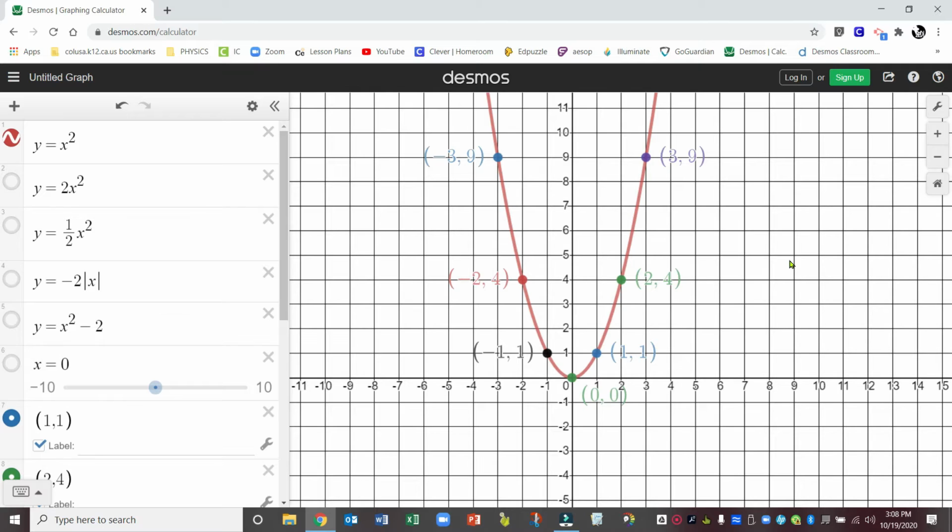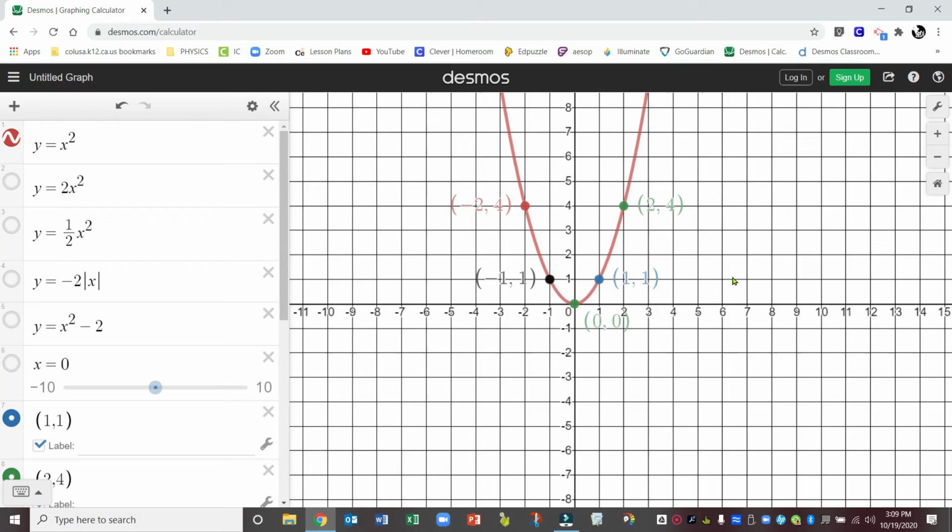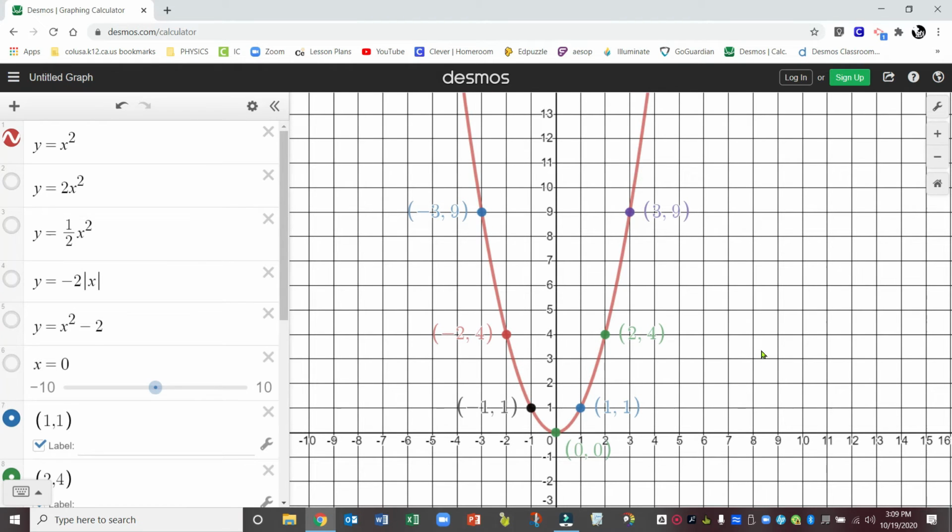The range is a description of the y values. We have 9 is a point on the graph, 4 is a point on the graph, 1 is, 0 is. But if we look at the pattern now, the y values start going back up again. Positive 1, positive 4, positive 9. So it doesn't look like there are going to be any values from the negative part of the y-axis that are going to be points on our parabola. And so we would say that the range, or the y values, are the y values that are greater than or equal to 0.